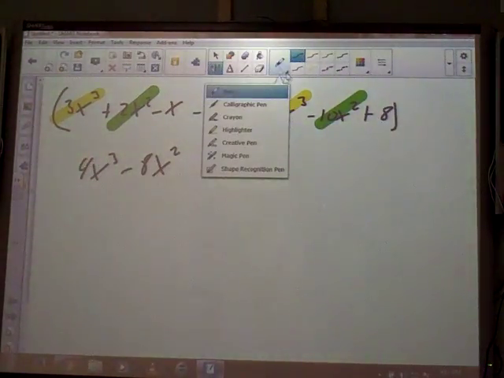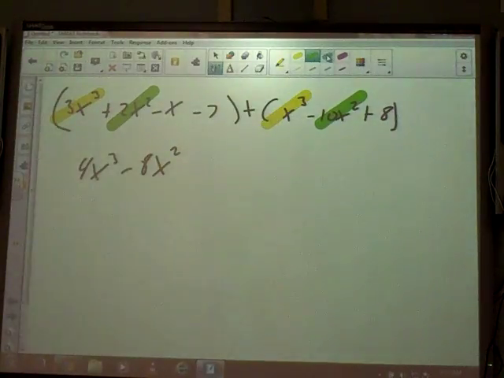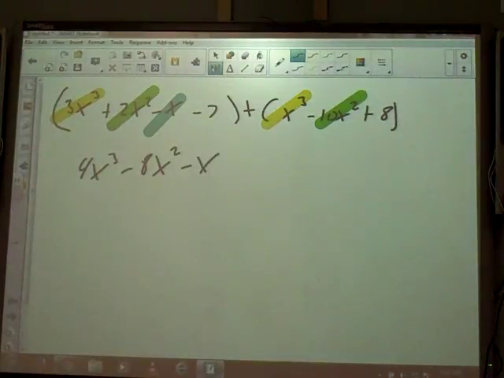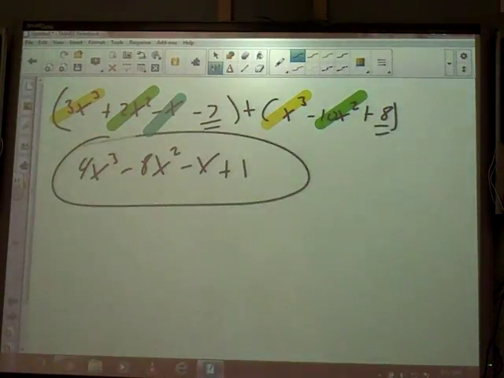Now I've got a negative x, but there's no x to the first over here, so negative x plus 0x just stays negative x. And then the last thing, I've got a negative 7 plus an 8, which Dalton is correct, is plus 1. That's your answer. That's it.